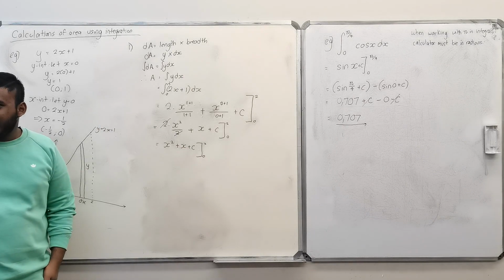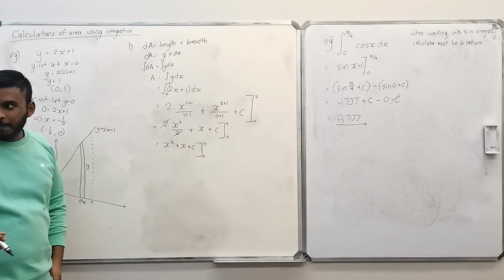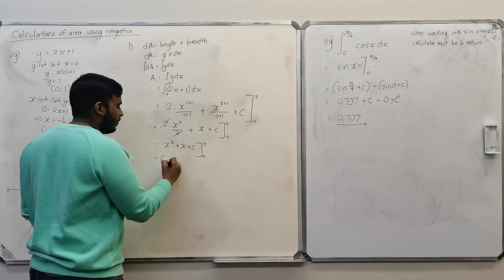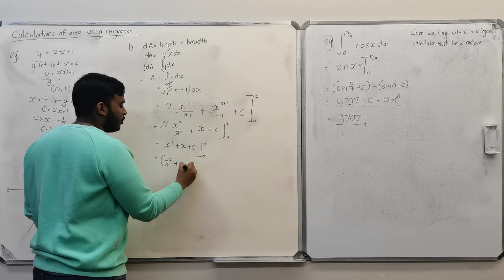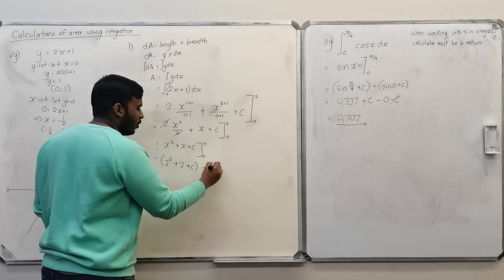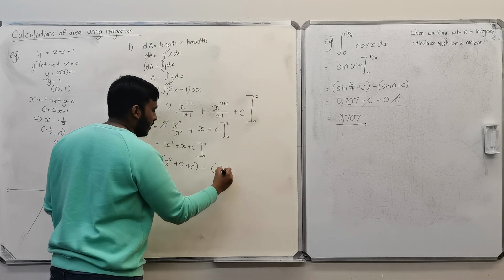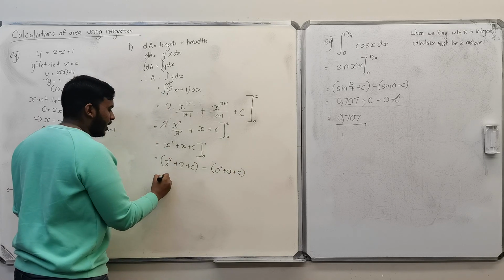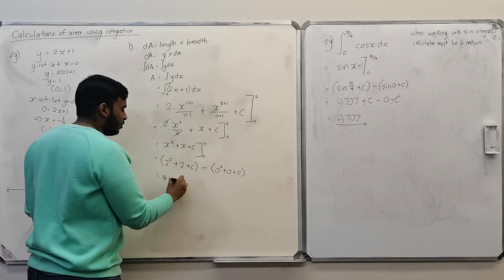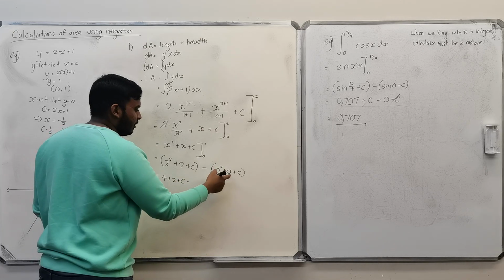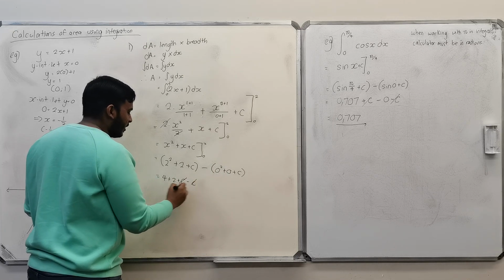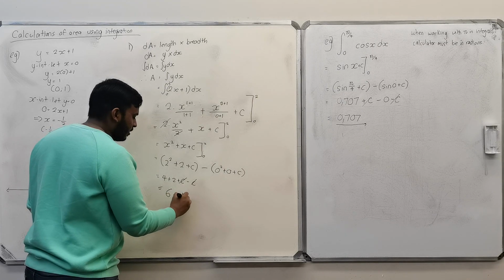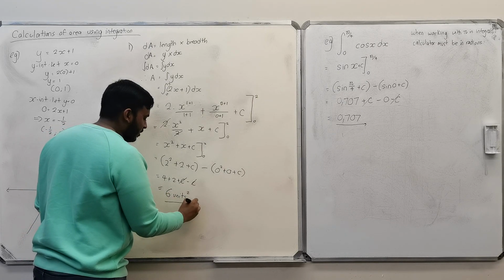Understand? So what do you do now? Substitute. You substitute your upper limit first, which is 2 squared plus 2 plus c, minus your lower limit, which is 0 squared plus 0 plus c. So you're going to end up with 4 plus 2 plus c minus 0, minus c. Cancel, cancel. You're left with 6 units squared.